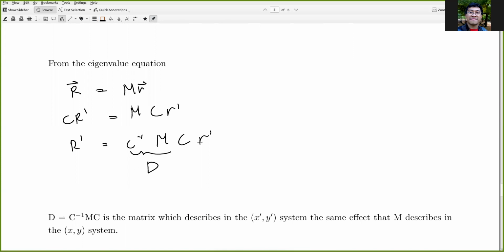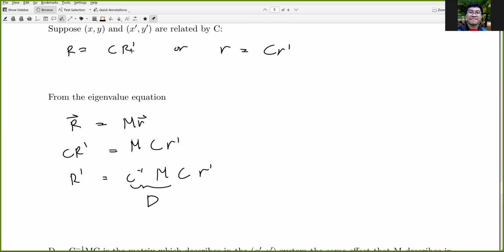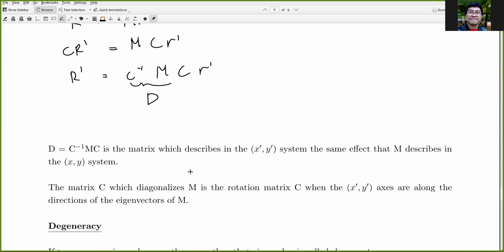So that D, which is this, is the matrix which describes in the X prime Y prime system the same effect as what M does in the XY system. So M in the ordinary or the original XY system has an effect. In the transformed system, X prime Y prime, we use this new form, a diagonal or similar transformation, where C relates the primed and the unprimed coordinates.